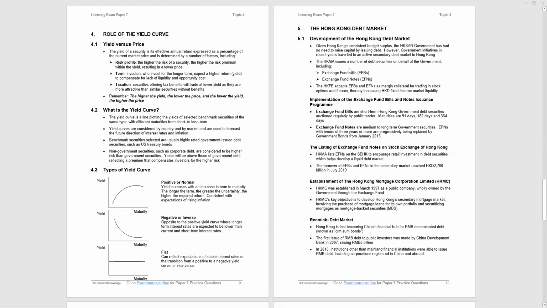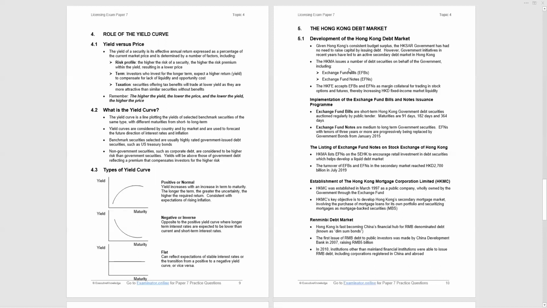Now these yield curves are moving all the time because bonds are being priced and yields are changing in real time. So if you took photographs of the yield curve over time, you would see the yield curve moving around. And if it's moving from positive to negative, it may go through the flat stage.